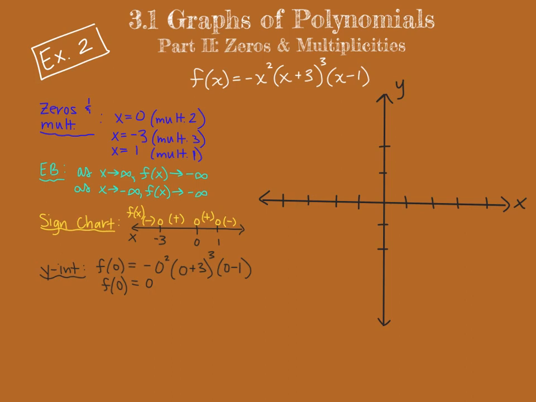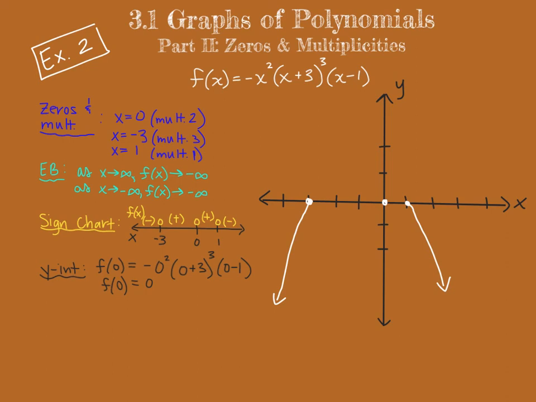So let's use the zeros first. We know that we hit the x-axis at 0, we hit it at -3, and we hit it at 1. The next thing we'll use is our end behavior to guide us. Both our right and left end behavior is negative. That means from the right, our graph goes down, and from the left, our graph also goes down. Then we can use our sign chart and our y-intercept. The y-intercept is not as helpful here because we already have the point at the origin, so we're not doing anything different for that. But the sign chart shows us how we move, as well as the multiplicities.